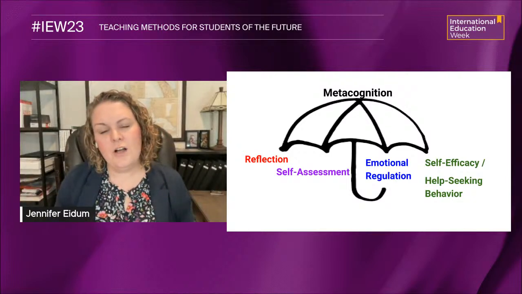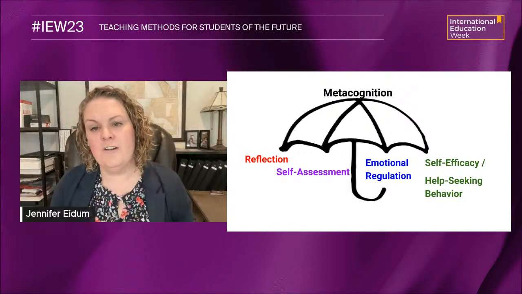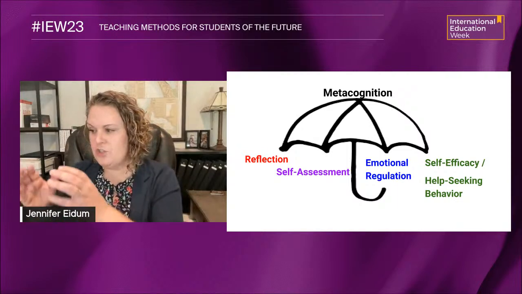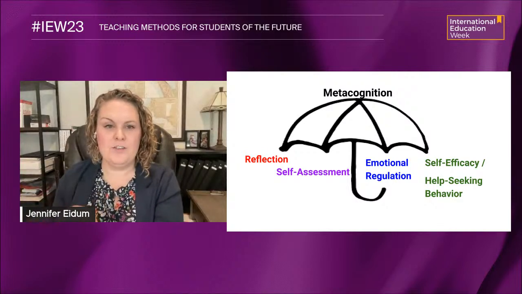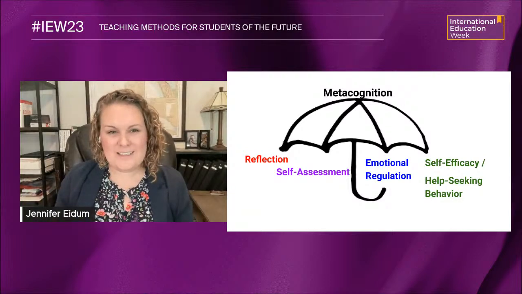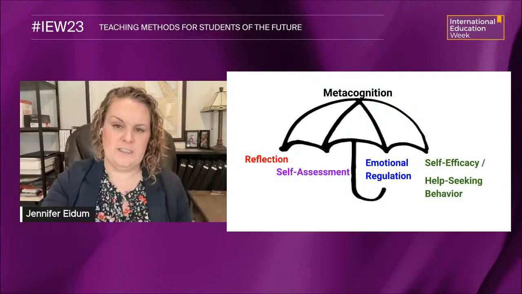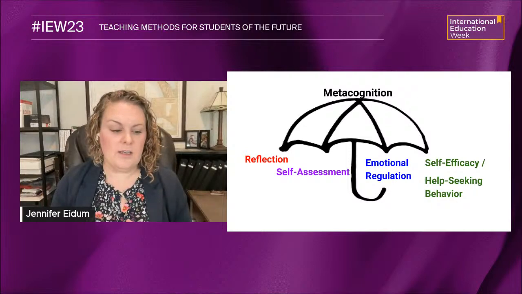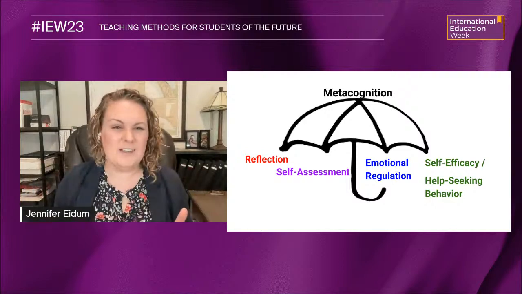And then metacognition also includes things like self efficacy and help seeking behavior, which are fancy phrases for the ability to say, I know how to do this, but I don't know how to do that. And when I don't know how to do that, I can ask for help. So knowing when you need to ask for help and knowing who to ask for help kind of covers self-efficacy and help-seeking behavior.